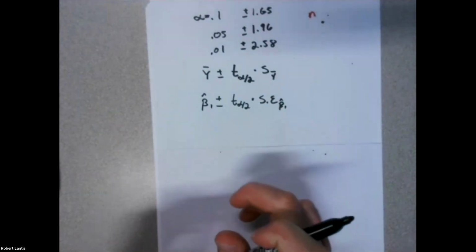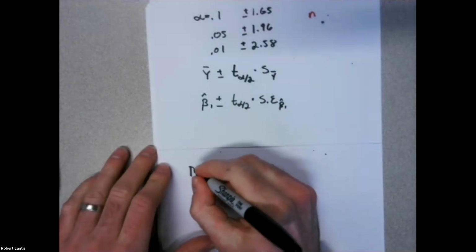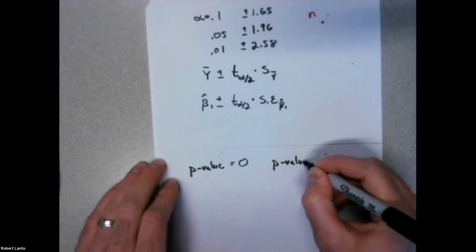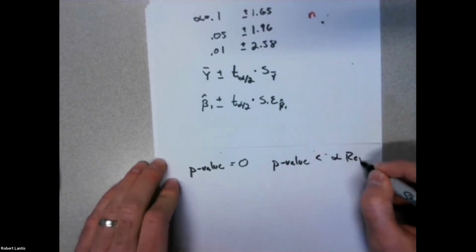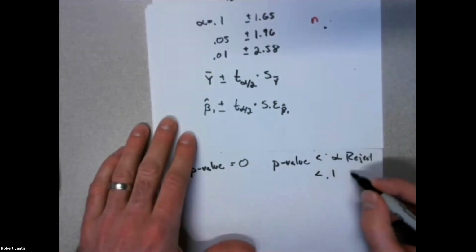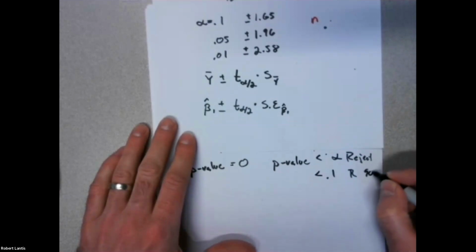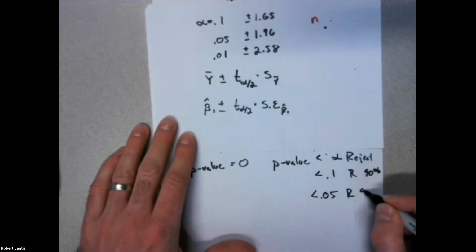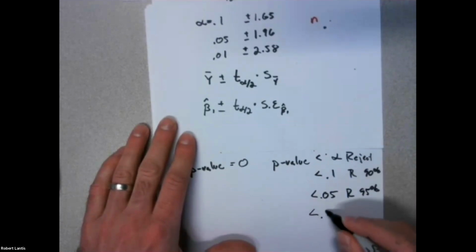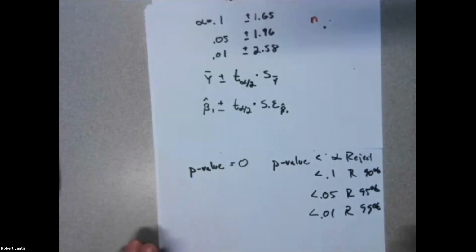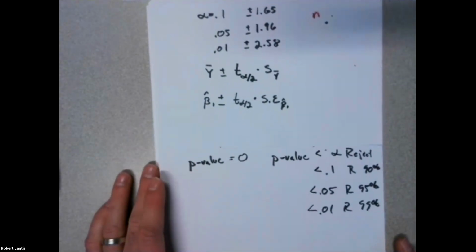First of all, the easiest one would probably be to say, okay, look, the p-value that Stata gave me was 0. I always reject if the p-value is less than alpha. I can compare to my 3 benchmark alpha values. So is it less than 0.1? Yes. So I reject at the 90% confidence level. Is it less than 0.05? Yes. So I reject at the 95% confidence level. Is it less than 0.01? Yes. So I reject at the 99% level. So not a very interesting one here because the p-value is so low.